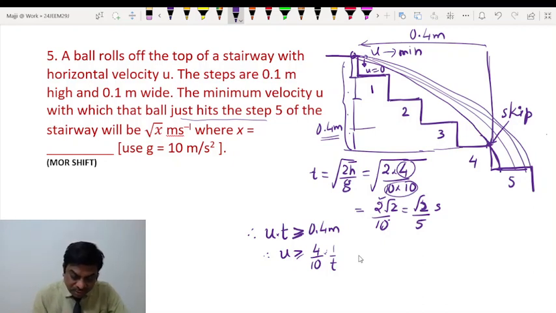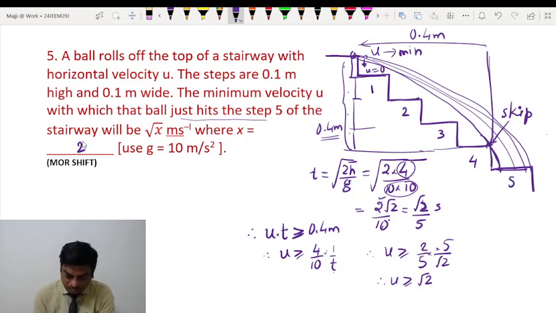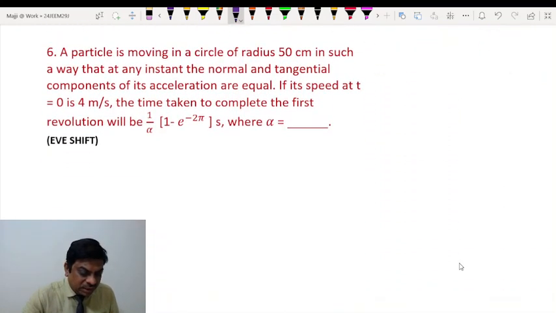Okay, students. So therefore u should be greater than or equal to 2 by 5 by t. So t is root 2 by 5. So u should be greater than or equal to root over 2. So x is 2. Okay, students. So I hope that is clear. Moving on to the next question, question number 6.